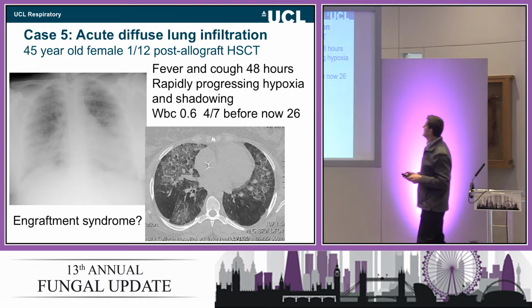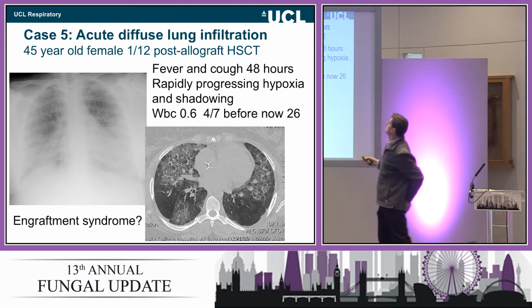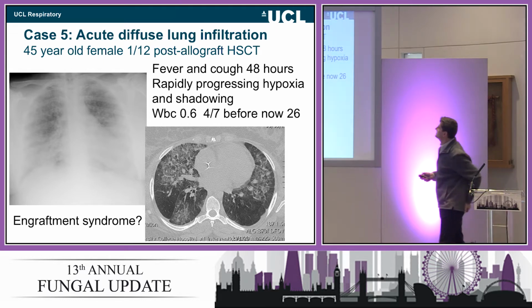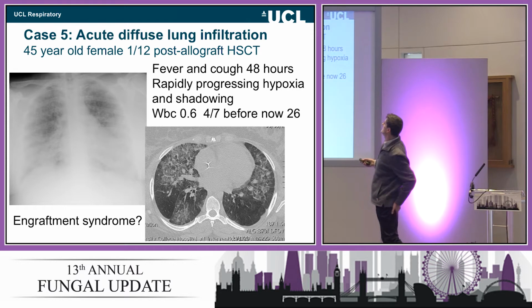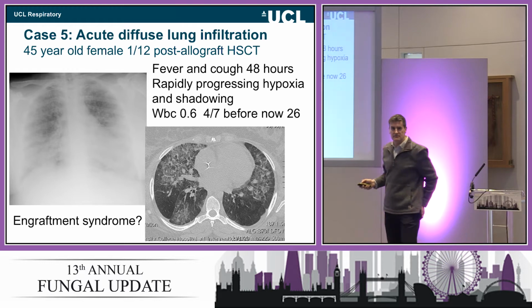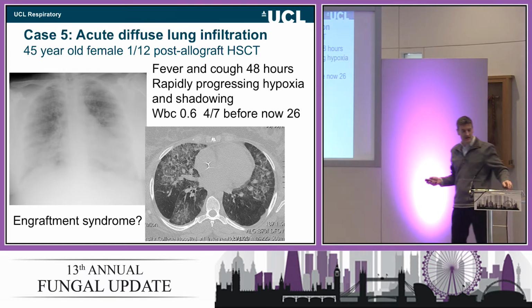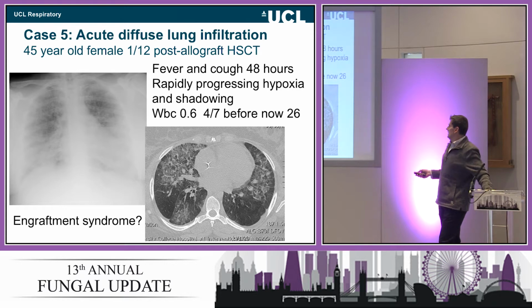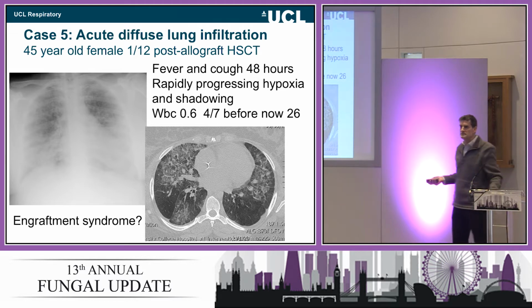So, I can't remember what this one is anyway. 45-year-old lady, 1 month after a transplant, fever and cough, a couple of days, rapidly progressing hypoxia and shadowing. Oh yes, I know this. White cells of 0.6, 4 days before, and now 26. Anybody got a guess what this could be? Well, the answer is we don't know, because she never had a diagnostic test. But the white cells jumping from 0.6 to 26 at the same time as diffuse alveolar infiltrates occur suggests that perhaps she's having an engraftment-type syndrome, possibly. But there's no proof of that, right?